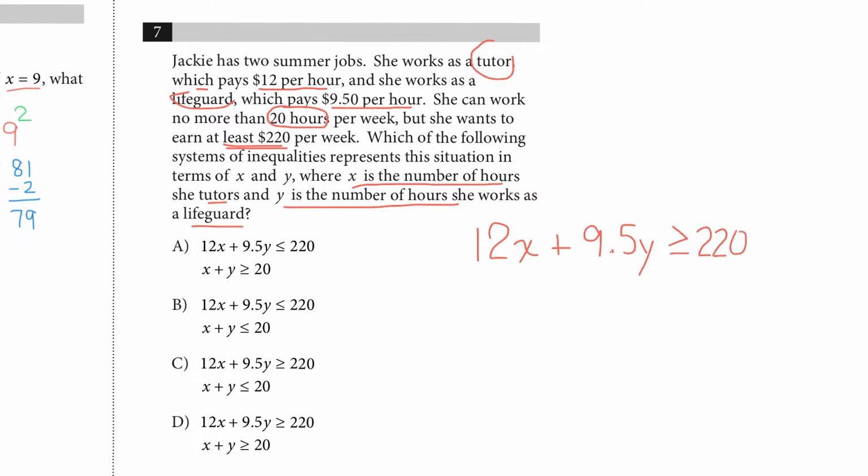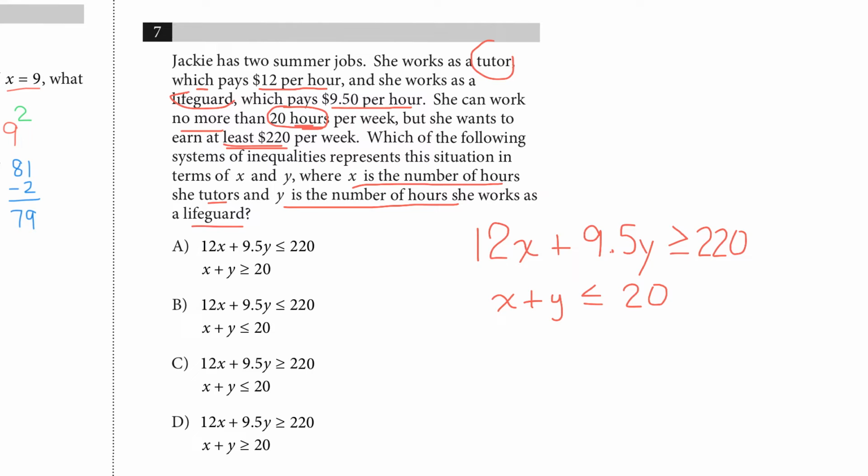At least that much, if not more. She'd like to make a lot more than that, 250 or 300. And then how many hours is she going to work? When you combine the two summer jobs, X and Y, she can work no more than 20 hours per week. Okay, so that means that X plus Y is at most 20. That would have to be less than or equal to 20.